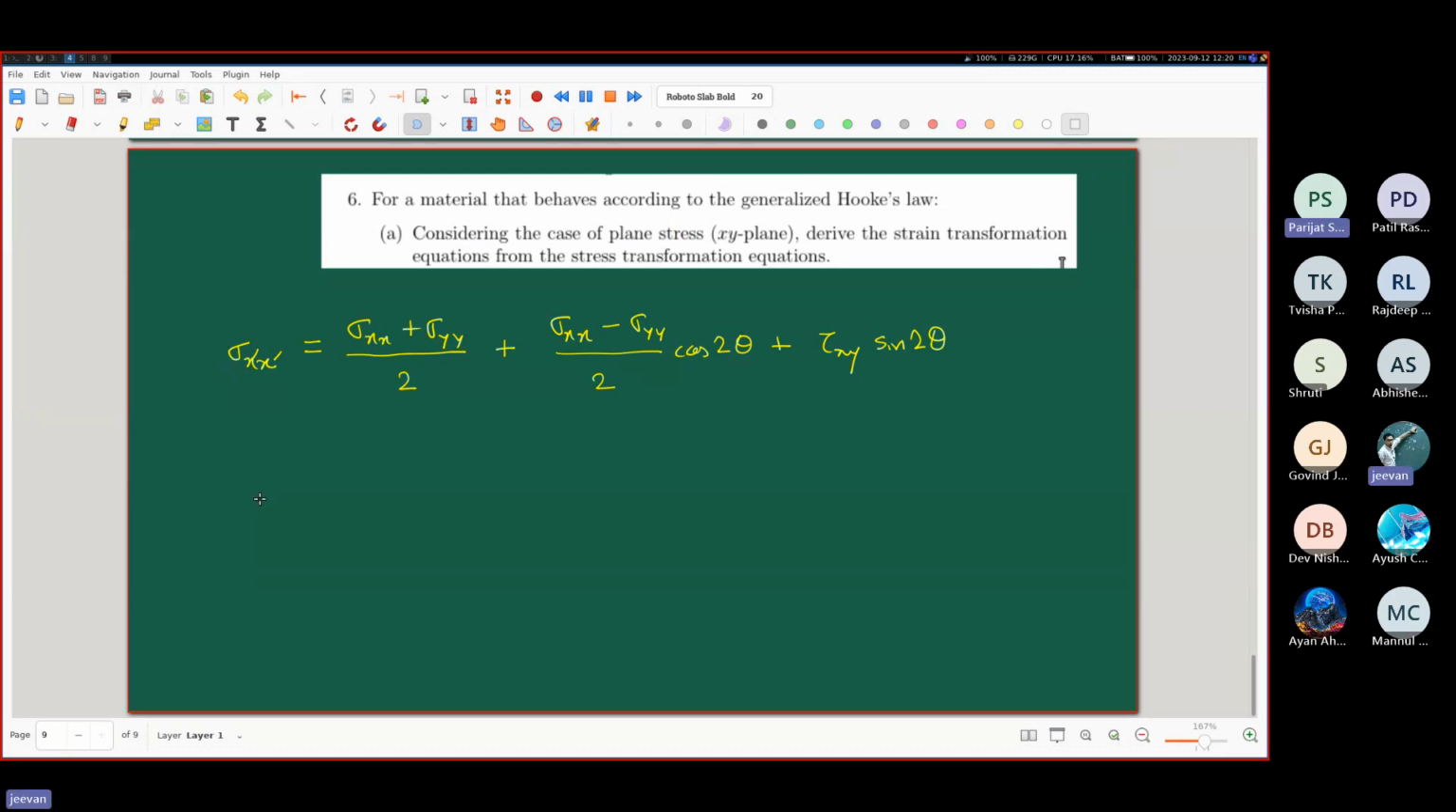Sir, maybe we can write the stresses in terms of strains using the generalized Hooke's law. Right, we can do that, but which expressions of sigma xx, sigma yy, and tau xy are you going to use?